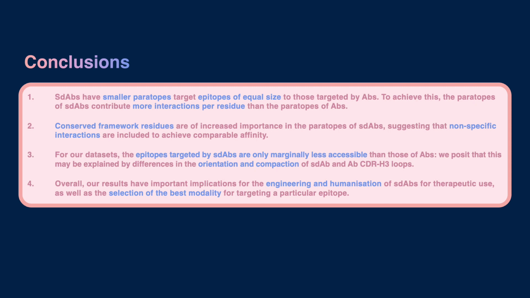Thirdly, for our datasets, the epitopes targeted by single-domain antibodies are only marginally less accessible than those of conventional antibodies, and we think this can be explained by differences in the orientation and compaction of the CDRH3 loops. Overall, our results have important implications for the engineering and humanization of single-domain antibodies for therapeutic use, as well as choosing which modality would be best for a particular epitope.